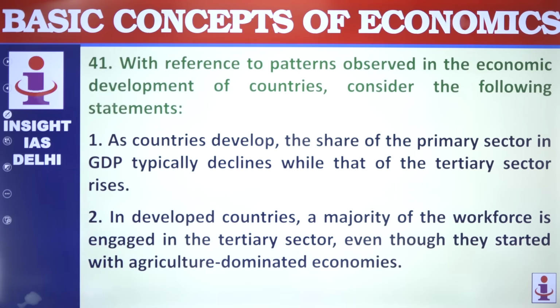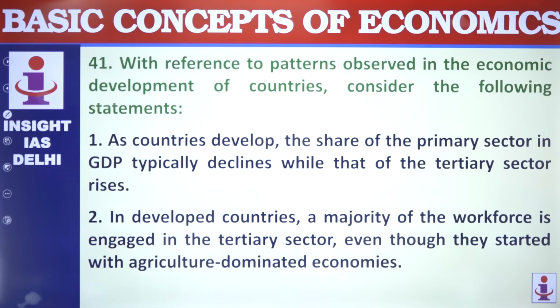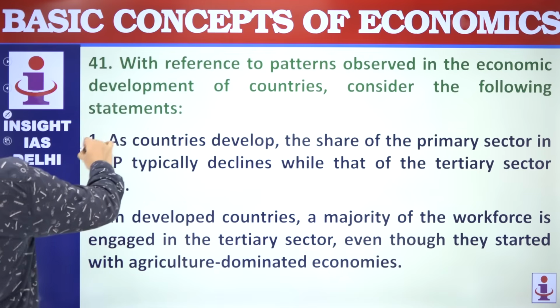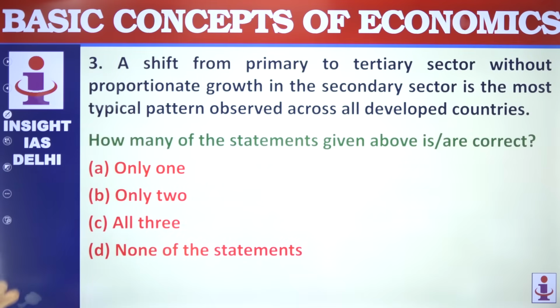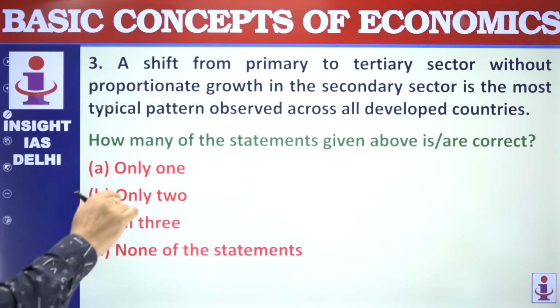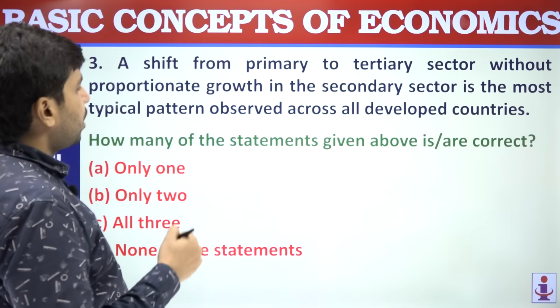As countries develop, the share of the primary sector in GDP typically declines while that of the tertiary sector rises. Yes, the primary sector's share declines and the tertiary sector's increases. In developed countries, a majority of the workforce is engaged in the tertiary sector even though they started with agriculture-dominated economies. Correct.